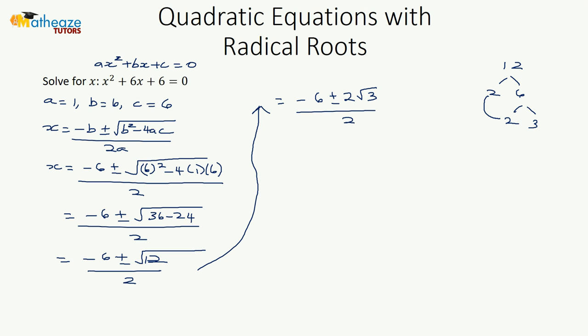So we have even numbers all over the place. Negative 6 divided by 2 is negative 3. 2 square root of 3 divided by 2 gives us the square root of 3. So x is equal to negative 3 plus the square root of 3, and x is also equal to negative 3 minus the square root of 3.